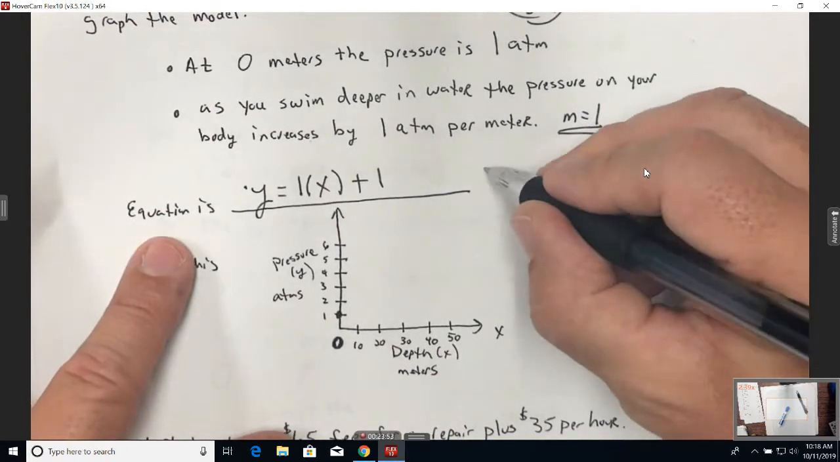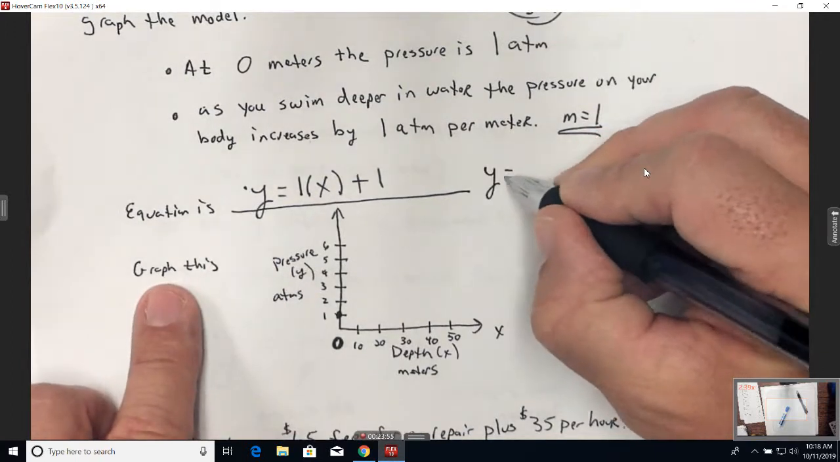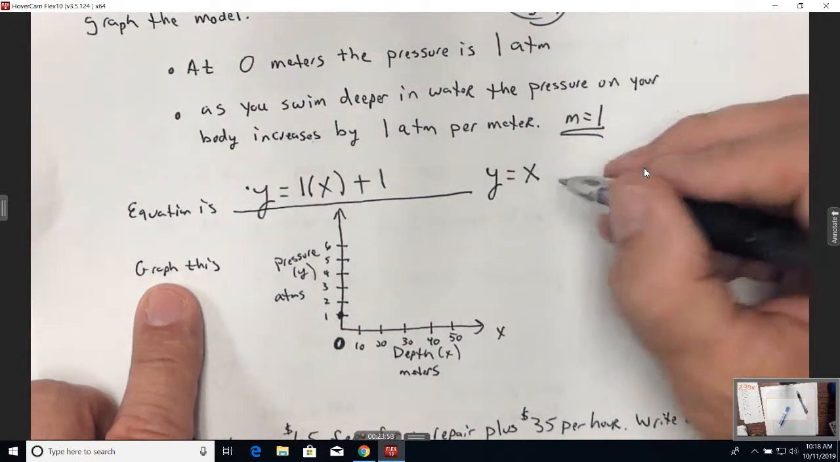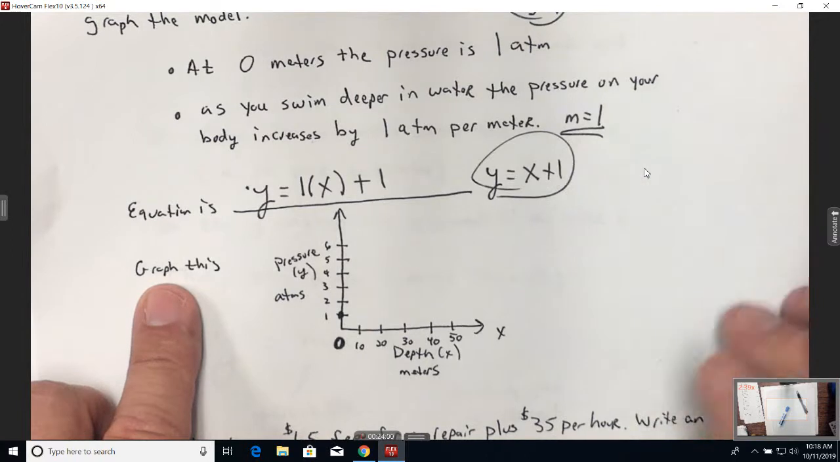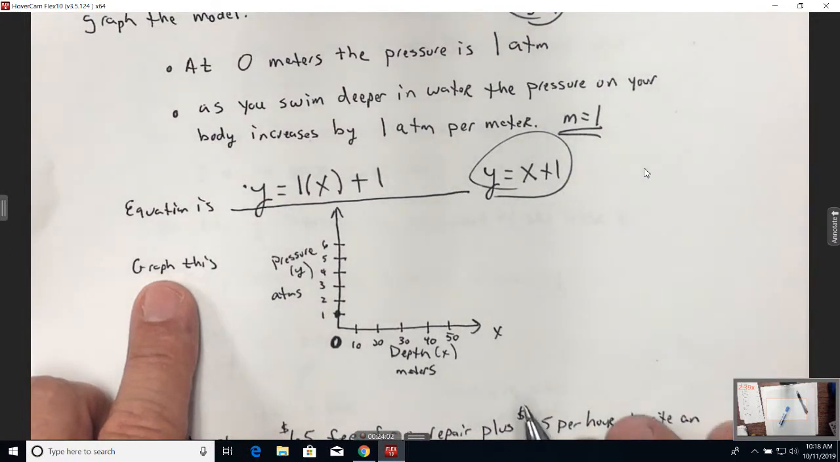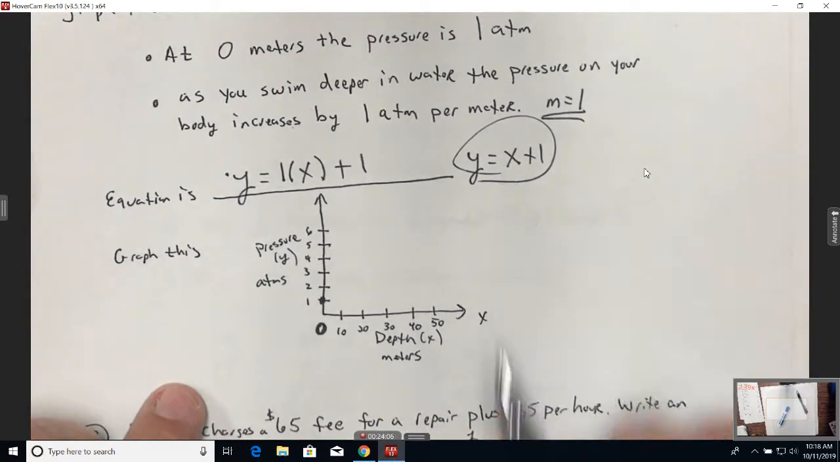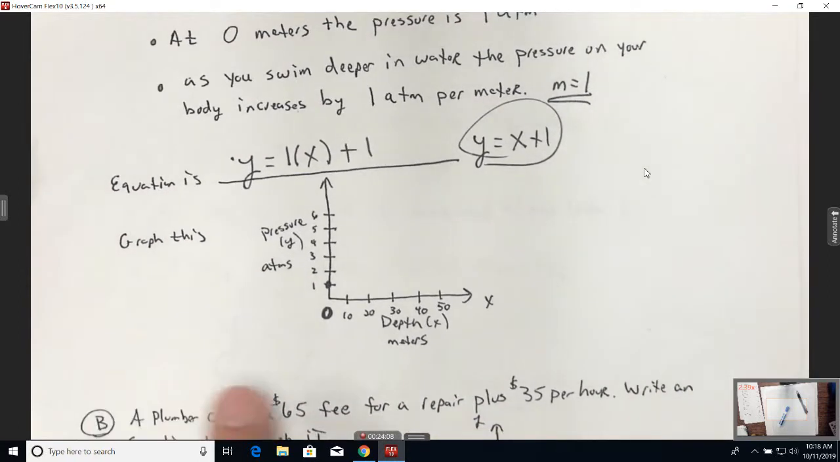Now, I don't like the way that looks. We don't write 1 times X. What's the best way of writing that? 1 times X is X plus 1. Mathematicians are kind of lazy. There's no reason to put a 1 there. Right? It means the same thing. If there's no number in front of the X, it's a 1.